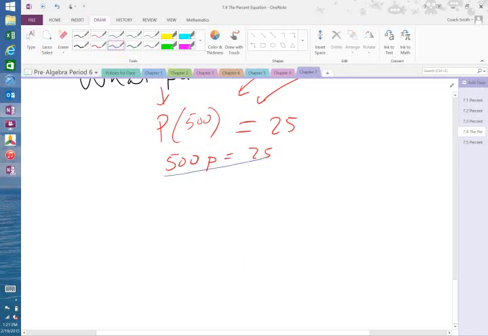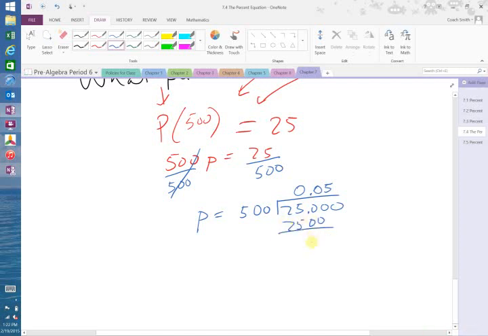This is a one-step equation. It's very plain and very simple. I'm multiplying by 500. The inverse of multiplying by 500 is to divide both sides by 500. That gives me P is equal to 25 divided by 500. Now, 500 doesn't go into 25. 500 goes into 250, doesn't go. 500 goes into 2,500 5 times. That would be 2,500, remainder 0.